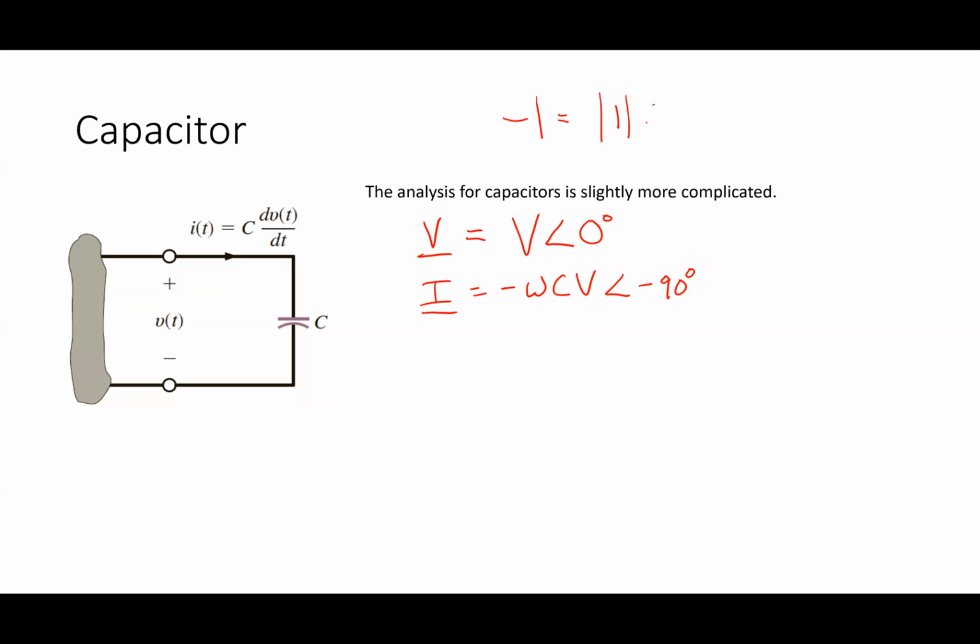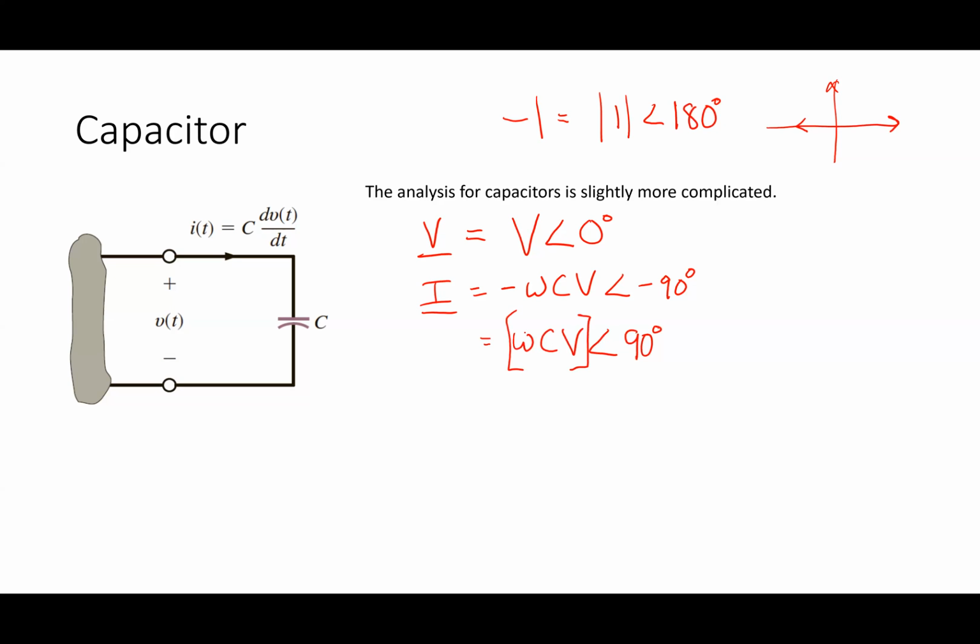What's its angle? Where is -1 in the complex plane? It's over here on the left side, so its angle is 180. That means the minus sign right there is also the same as 180 degrees. So this is also omega CV angle 90 degrees. You guys follow that?